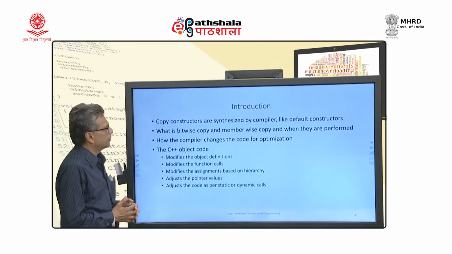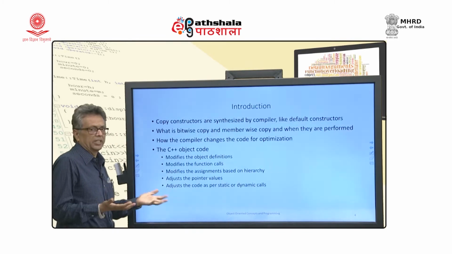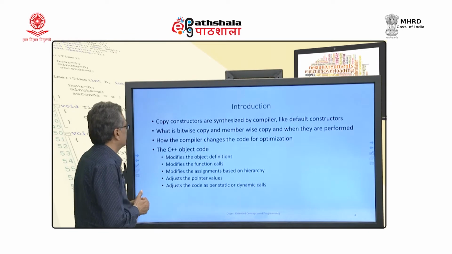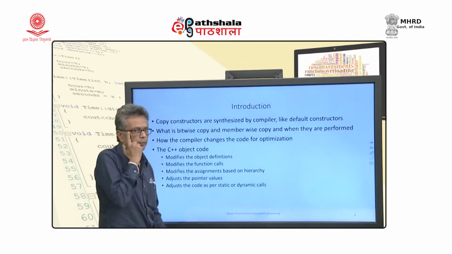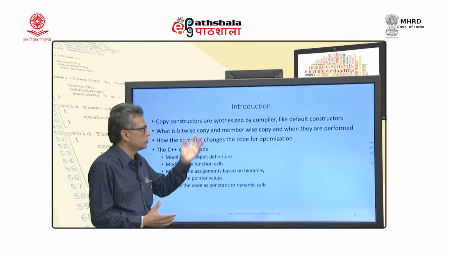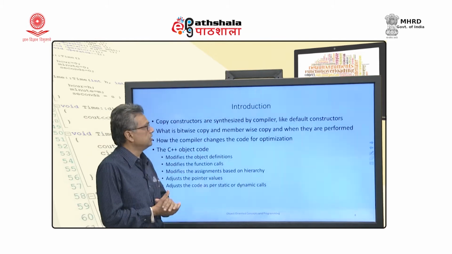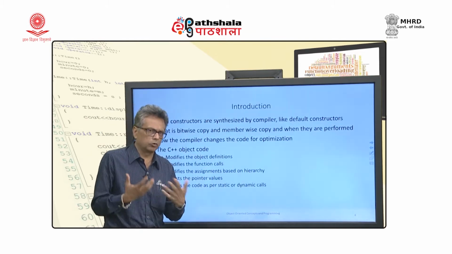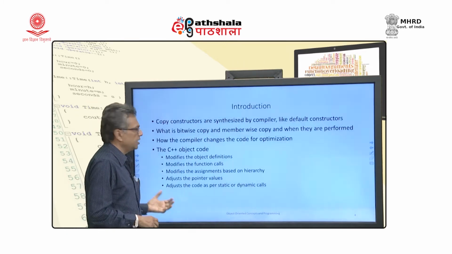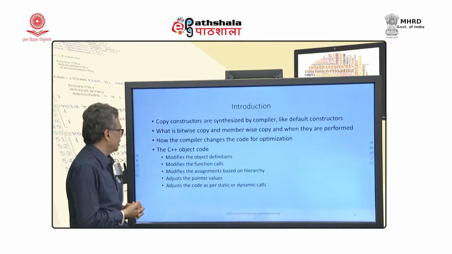We will start with something called copy constructors. You have already learned about them. We have already seen how default constructors require change, so copy constructors also would need them, and we will discuss bitwise copy semantics and memberwise copy semantics. We will throw some light on how the compiler changes the code for optimization. And what does C++ object code do, we will take an example demonstrating that part.